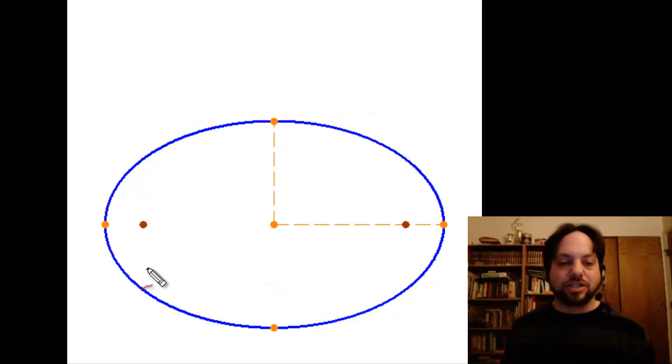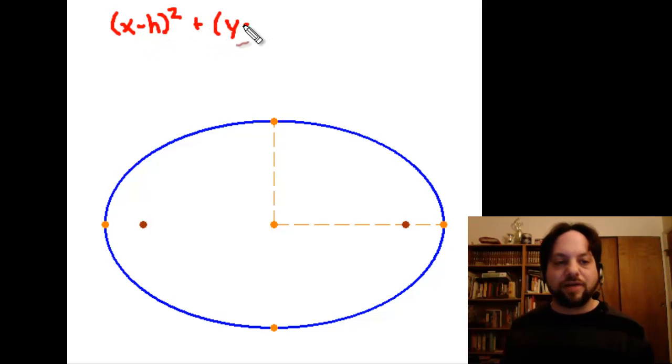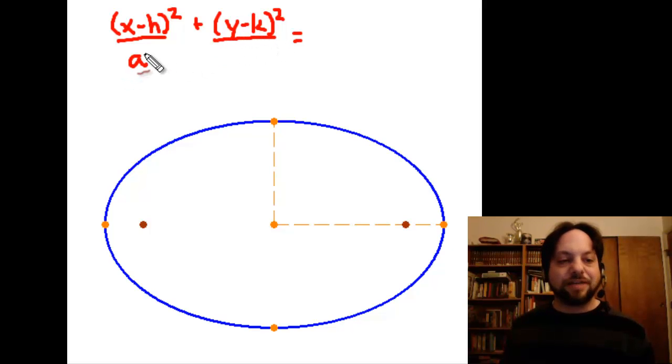But here is our standard graph of an ellipse. This is a sideways ellipse, and the way that these are expressed in algebraic form, we'll have our x plus h squared, and we'll have our y minus k squared, and that might start to look a lot like a circle, but what we're going to do is put different denominators under our x and y terms. So we'll have an equation that looks like this.